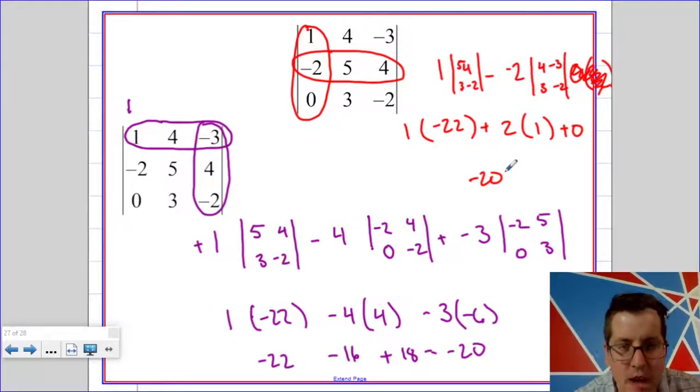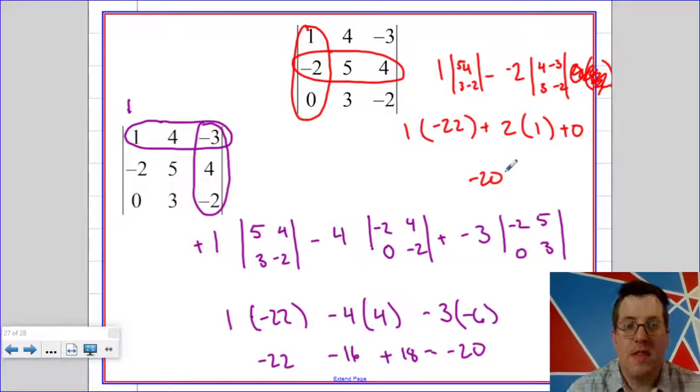So that is how you can expand upon a row or a column to find a 3 by 3 determinant. I thought the first example was a little bit easier, and that was because I had this 0 here that meant I didn't even need to find that particular determinant. I'll do another video on 4 by 4 determinants.